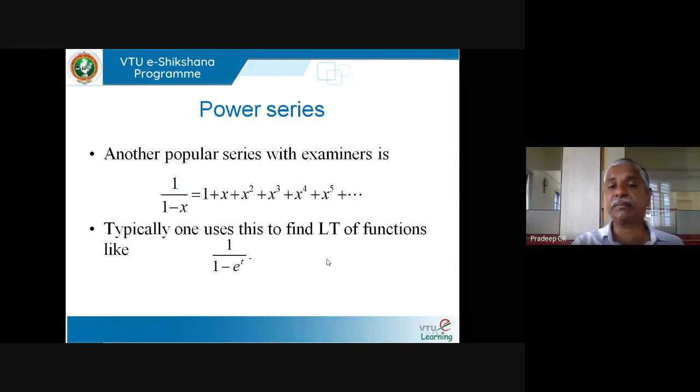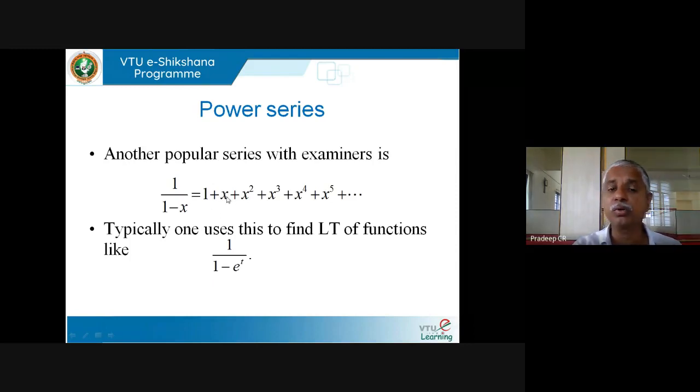Another popular series with examiners is this: 1 by 1 minus x is 1 plus x plus x square plus x cube plus etc., etc. You may have seen it in case of convergence, or even in your geometric series, sum of 1 plus r plus r square, r cube, etc. Sum to infinite terms is 1 by 1 minus r. Same thing, instead of r, I am using x here, the geometric sequence, but mod x is less than 1, of course. Otherwise, it diverges, it doesn't make sense.